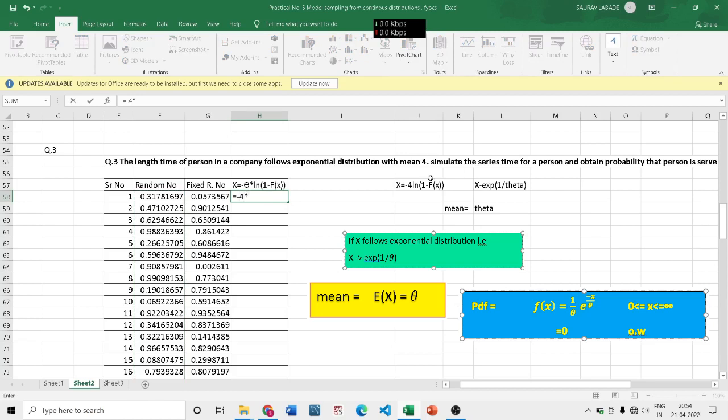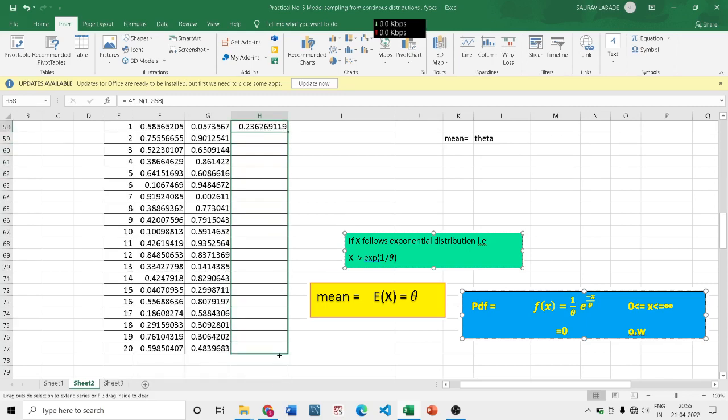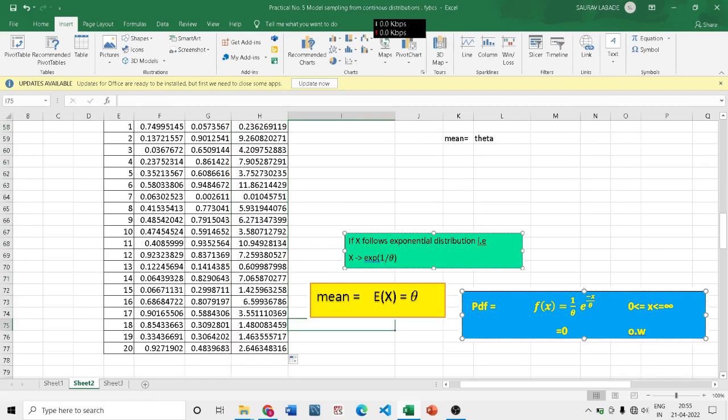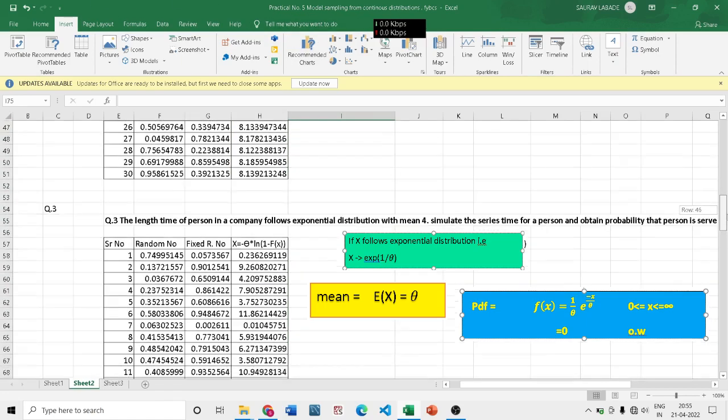Here you have to take the log, right? That is ln of 1 minus f of x, where f of x means this value, and bracket complete, and just enter. So this will be your random sample for that, and just drag these values for all the 20 observations. So these will be all your random samples for the exponential distribution.